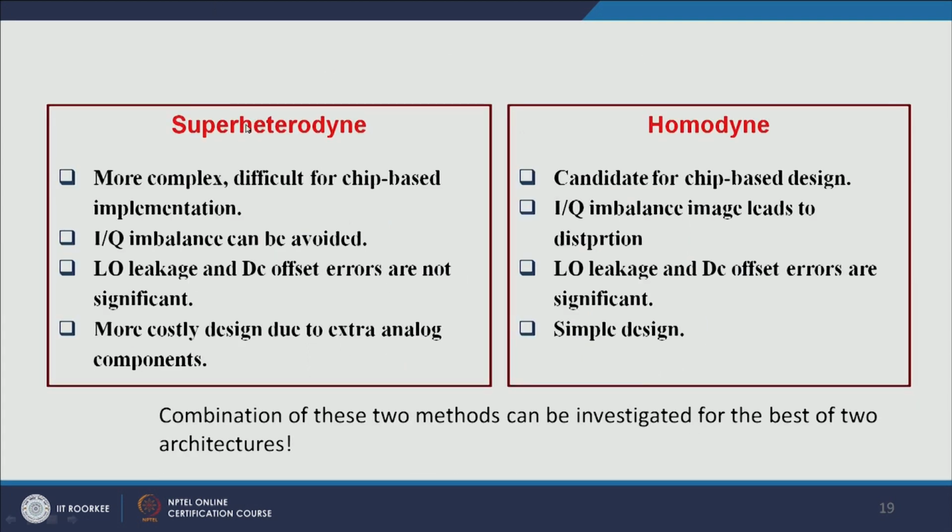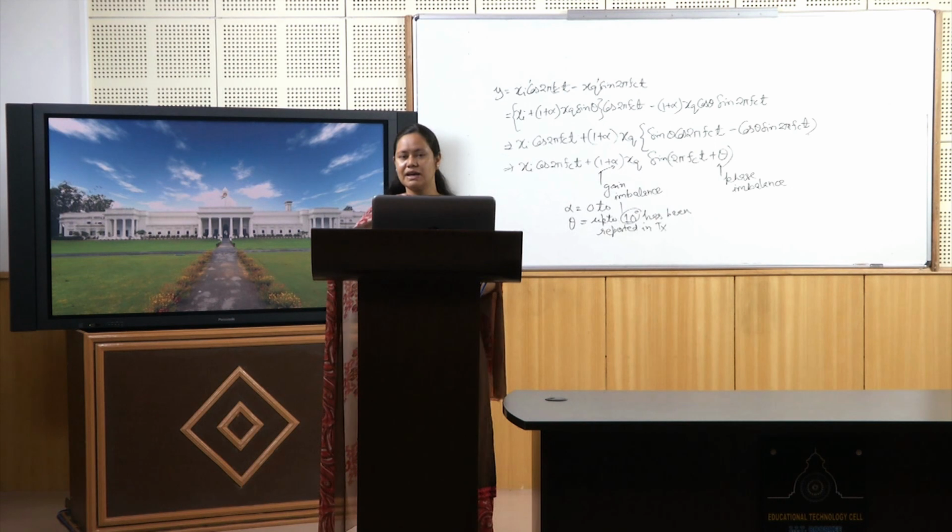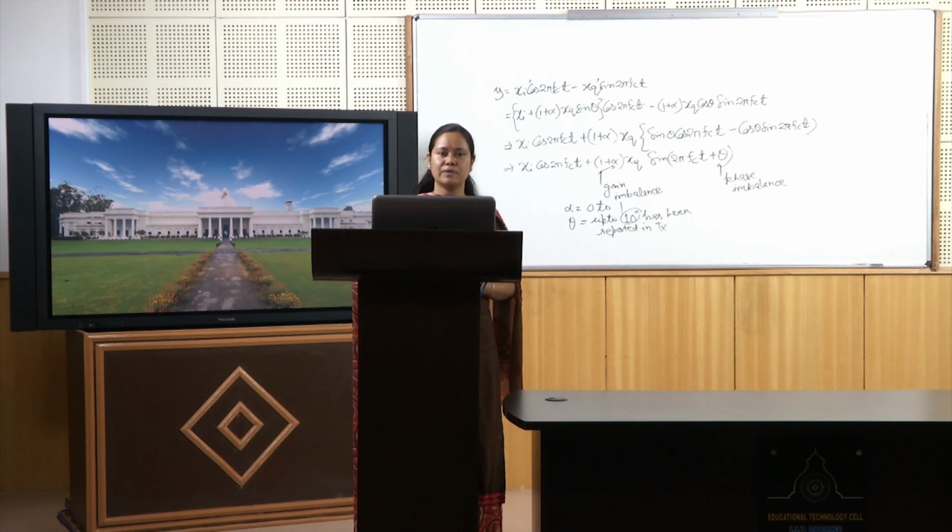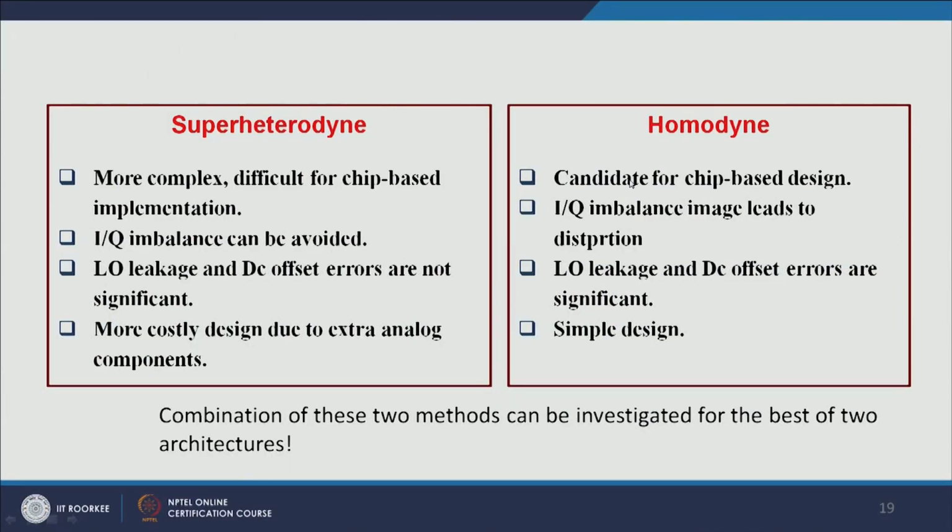So, to summarize the superheterodyne and homodyne structures based on whatever we have covered till now, superheterodyne is certainly more complex and difficult for chip based implementation. This is because it has many components and at every stage it is using filters. Depending on the frequency, the filter has a particular size, and if it has to be made tunable, then the size becomes increasingly large. For the homodyne case, because there is only one step, one filter will be there particularly for that frequency. So, it is a good candidate for chip based design.